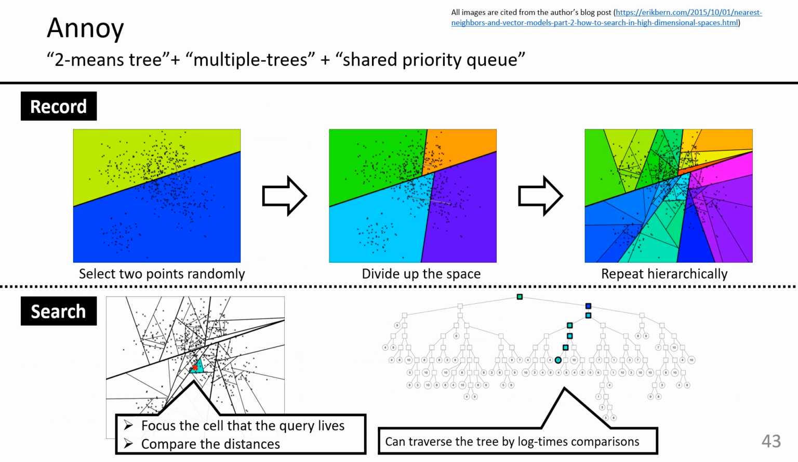Another tree-based method is Annoy. It's like a 2-means tree plus multiple trees plus a shared priority queue. In the recording phase, they select two points randomly, then divide the space, and repeat this step to create a tree type of thing. In the search phase, given a query vector, we just see this cell, then compute the distance. Because this is a tree, we can traverse it by a log number of comparisons, so it's fast. It's basically a KD tree type of method.